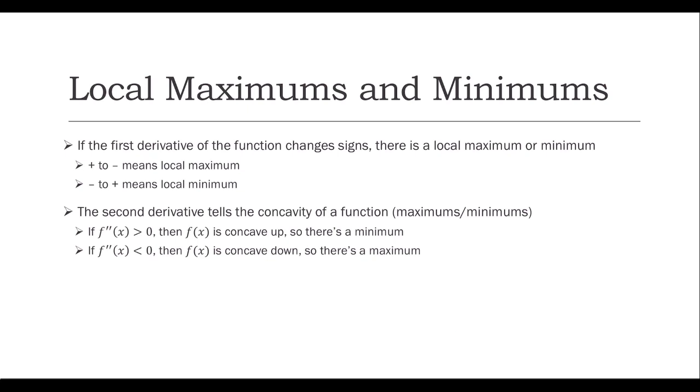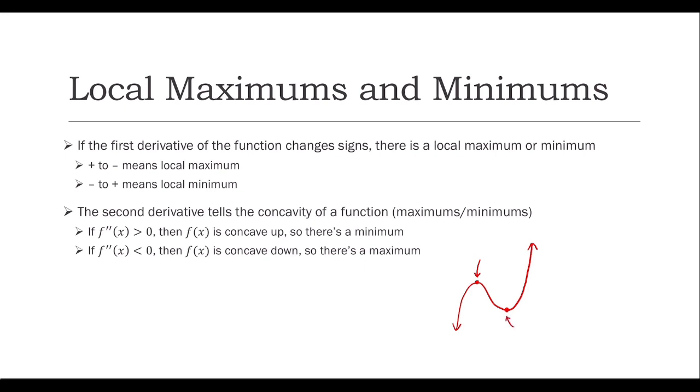So a local maximum or minimum would be in a function like this. Your absolute minimum would be negative infinity and your absolute maximum would be positive infinity. But you have a local maximum here because there's a point here that's higher than all of the points around it. And then a local minimum down here because there's a point that's lower than all of the points around it.